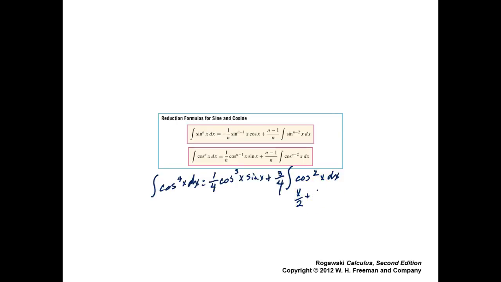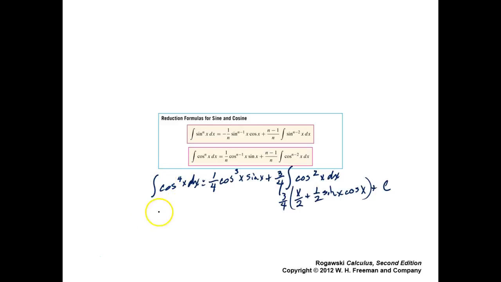What was it? 1/2 sine x cosine x plus c. Okay. Now that's going to be the same plus c, so that's completely outside everything here. Okay, so this is all going to be multiplied by 3/4.